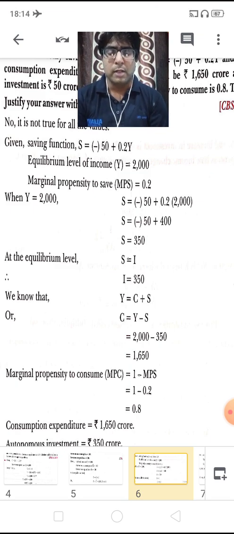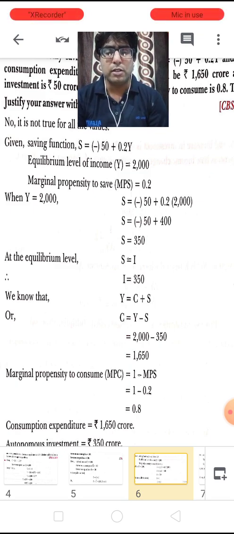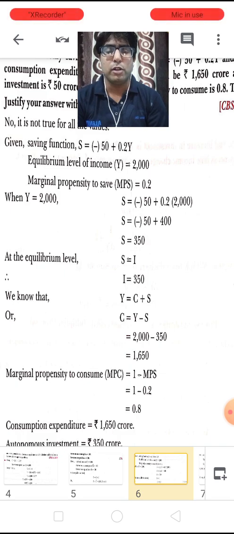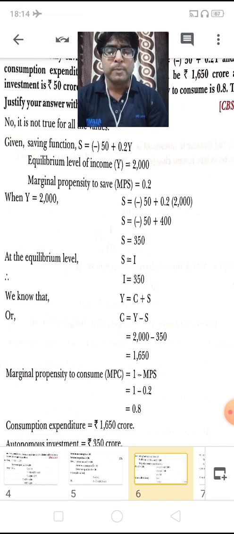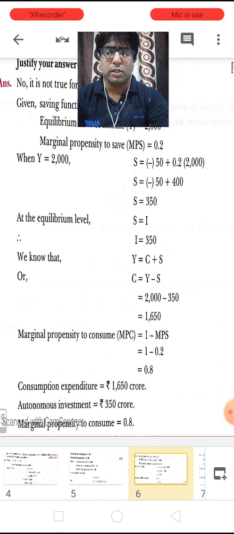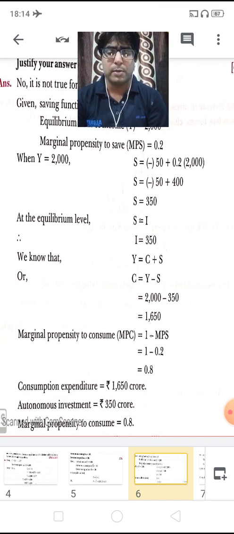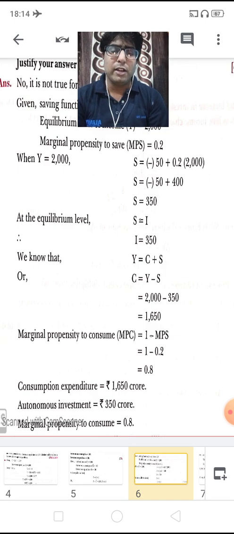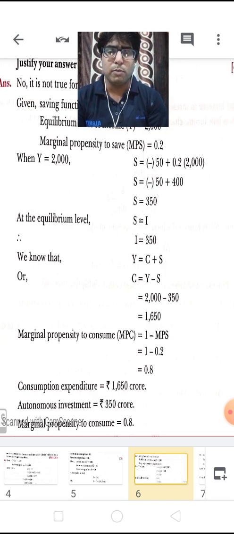The value of marginal propensity to consume we can find out by applying the formula 1 minus MPS, that is 1 minus 0.2 equals 0.8. So children, the consumption expenditure is 1650, whereas the autonomous consumption is 350, and the value of MPC is 0.8.